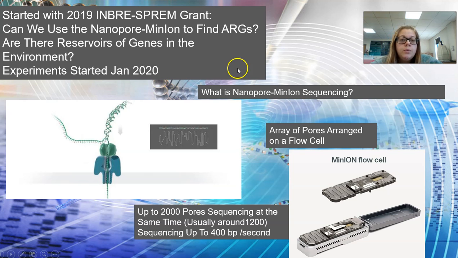And that moves us on to what is nanopore MinION sequencing. This is an array of voltage pores that are arranged on a flow cell, and each of these pores are capable of sequencing a DNA reaction or an RNA reaction. There are up to 2,000 pores that can be sequencing at the same time. With our project, we usually had around 1,200 sequencing at the same time, and we were able to sequence up to 400 base pairs per second.